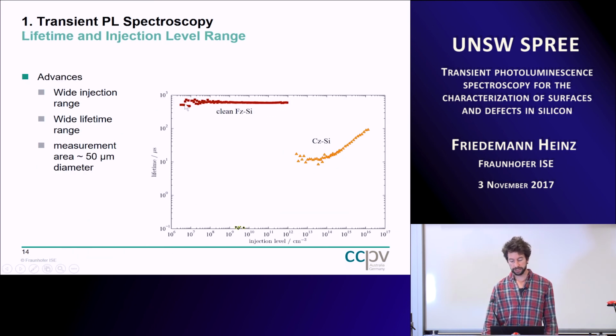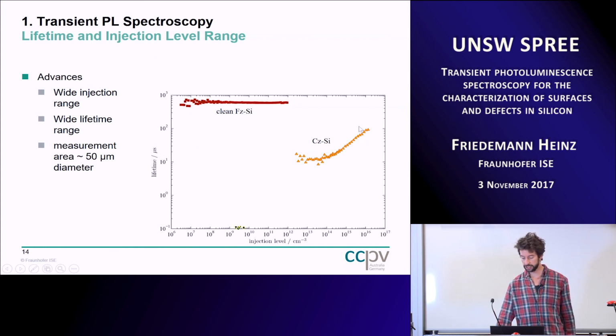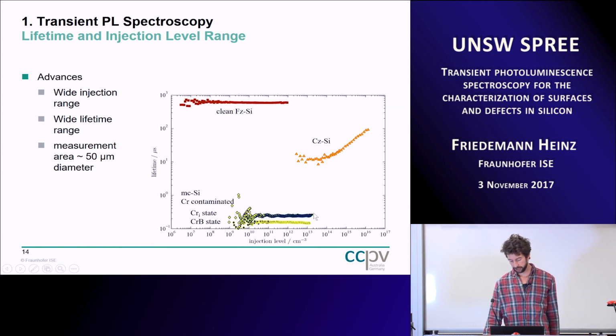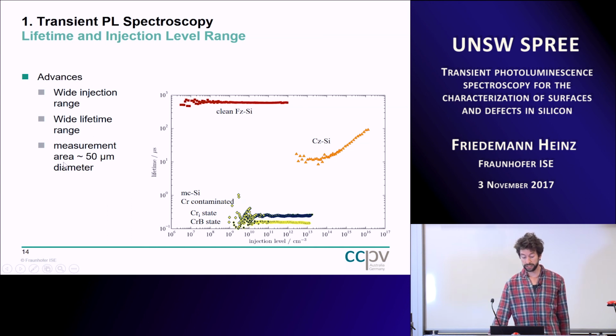So here I show some lifetime curves I measured, so we can cover a quite wide range from very low injections simply because the technique is so sensitive, but also high injections here because we can focus to a small spot. Also it's possible to measure just low lifetimes here, some 100 nanoseconds. It's no problem, and these measurements were all conducted on an area of 50 micrometer in diameter, and this makes it quite interesting for microphotoluminescence. So this was the original reason why I did all this.